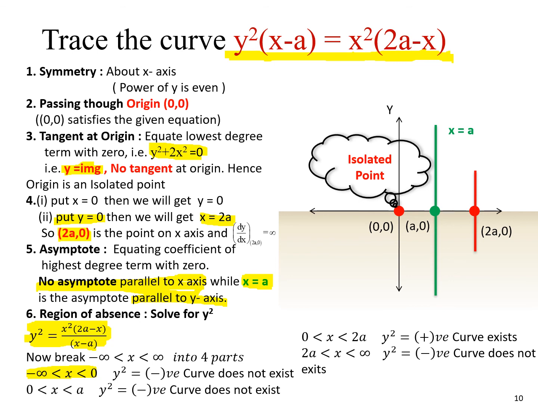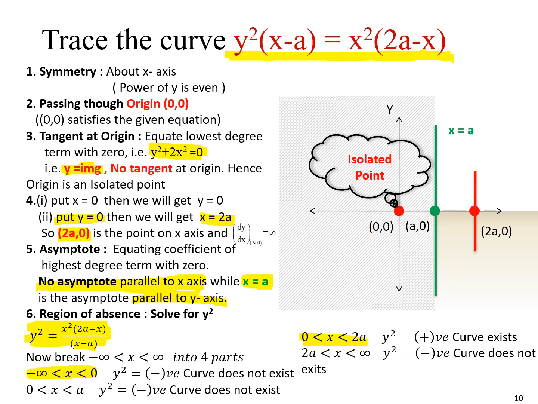Now if it is a to 2a, then all the values are positive, then y square is altogether positive, then the curve exists in this particular strip, that is a to 2a. But if x is greater than 2a, then again the whole y square will be negative, then the curve does not exist. So we will take the dashed area to show where the curve does not exist. So it is minus infinity to a and 2a to infinity where the curve does not exist. So only from x is equal to a to x is equal to 2a, the curve will exist.